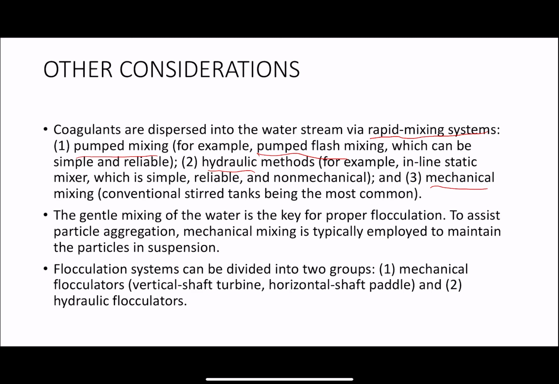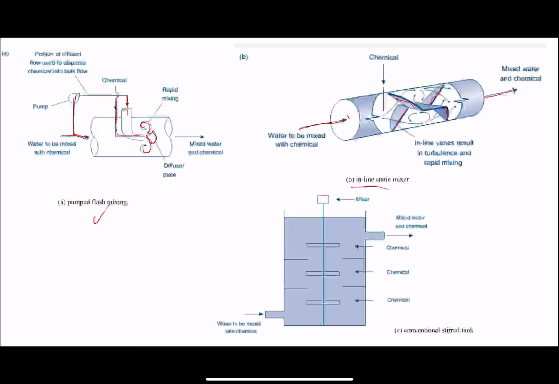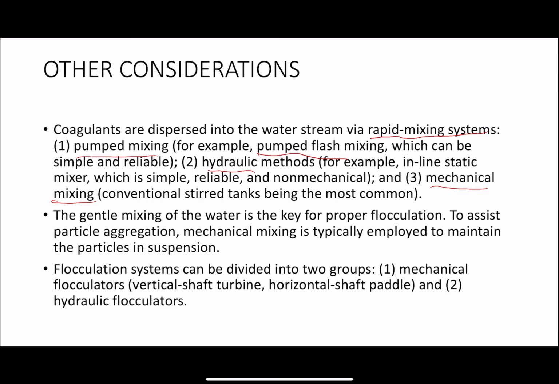Third is mechanical mixing, with the conventional stir tank being the most common. Here in the conventional stir tank, you can see the water to be mixed with the chemical coming from the bottom. And these are the mixers. They rotate around, and the chemicals are coming from these sides. The chemicals are mixed with the water, and the water will come out with the chemical at this side.